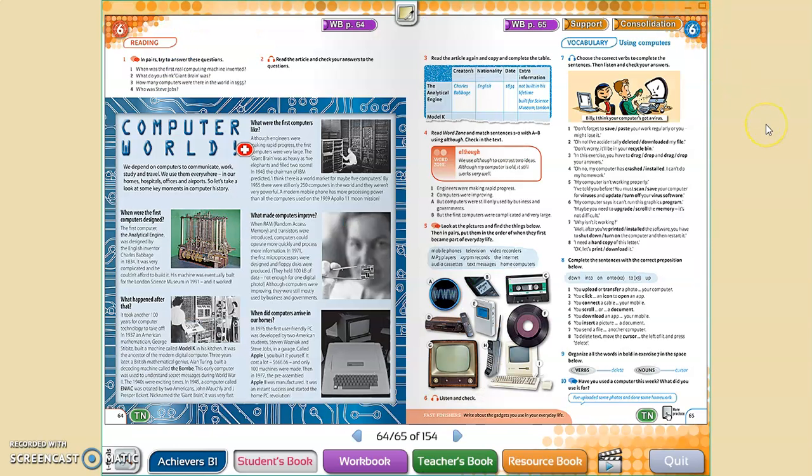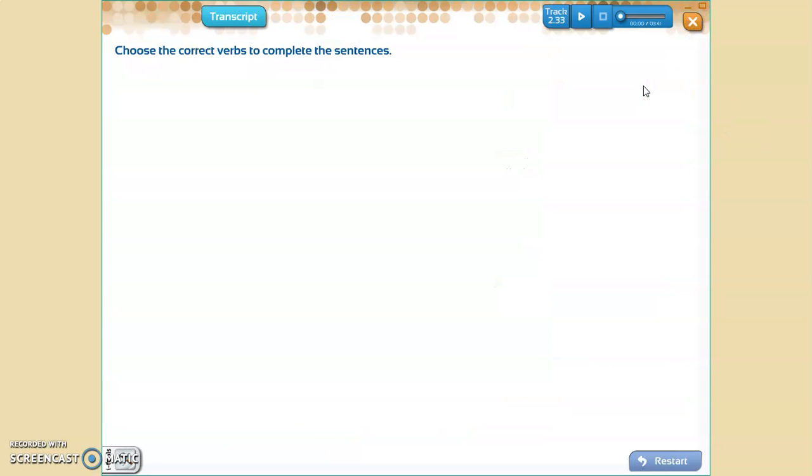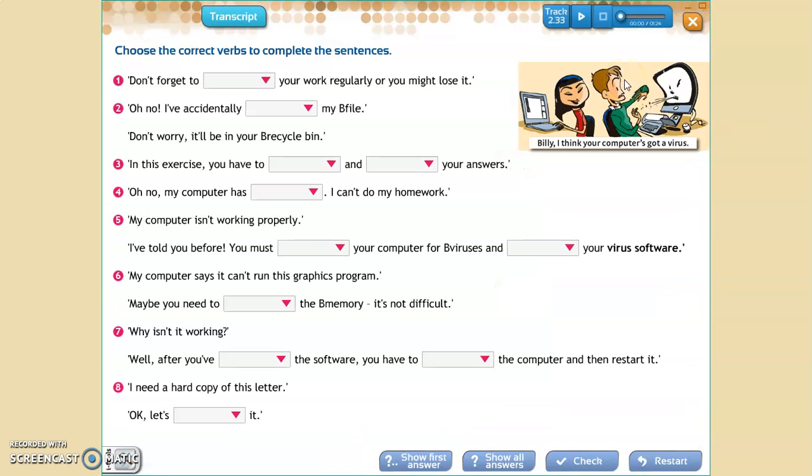Okay, so now we are going to work with some vocabulary, some expressions. Here we have two computer wizards, and let's listen to the conversation, and then we are going to answer these questions.